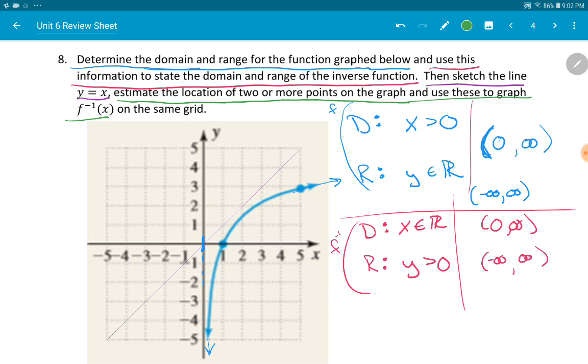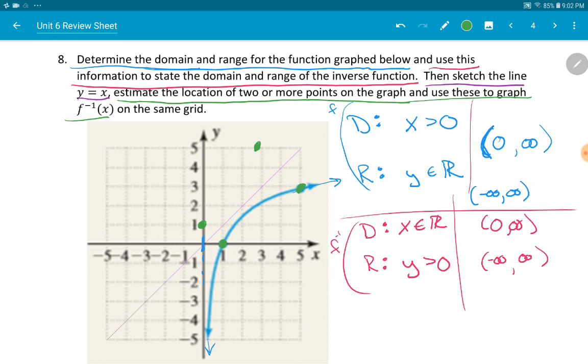Estimate the location of two or more points on the graph, and use these to graph f inverse. So for example, here's one point at x equals 1, y equals 0. So the inverse function will have y equals 0, x equals 1. That x and y switch. And then we have a point here at x equals 5, y equals almost 3, but not quite. So we'll go to y equals 5, and x is almost at 3, but not quite.